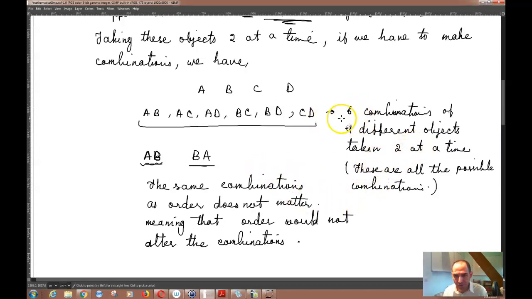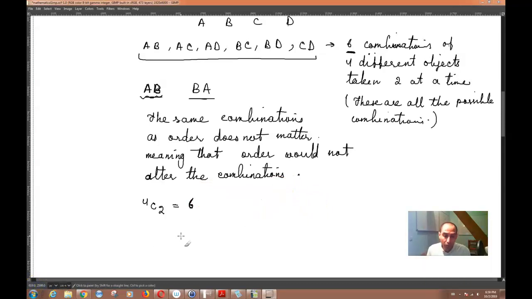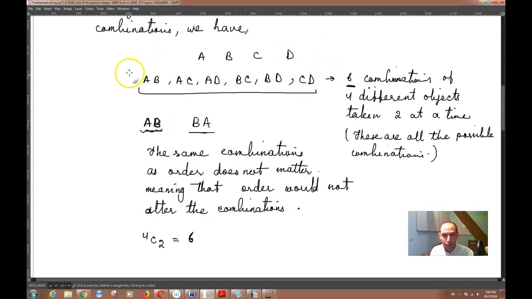Since I know that the combination of 4 different objects taken 2 at a time is denoted by 4 combination 2, and we now know that 4 combination 2 is equal to 6, as we saw in this simple experiment. 4 combination 2 is equal to 6.